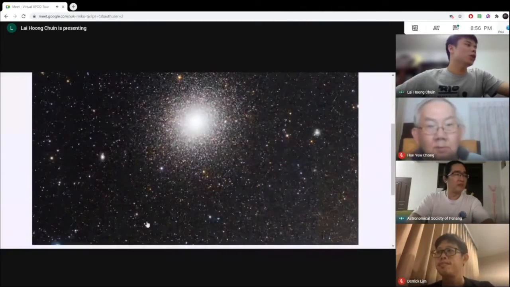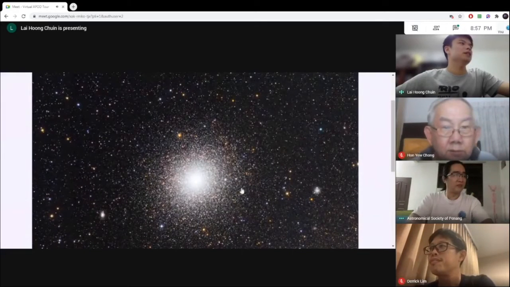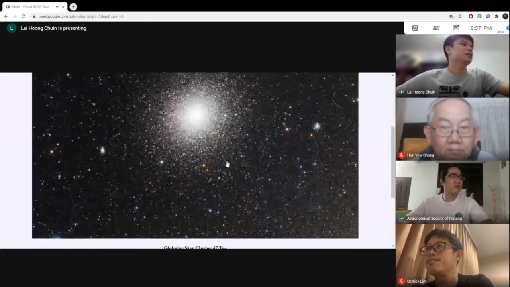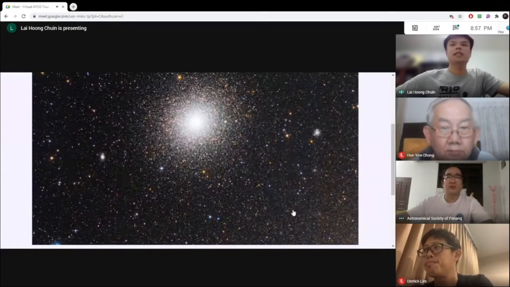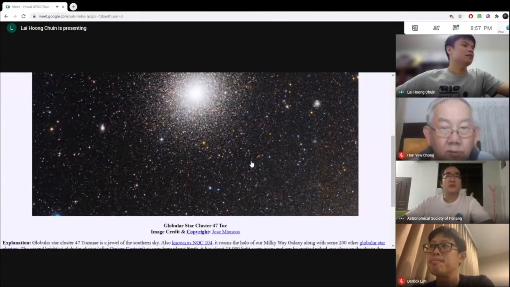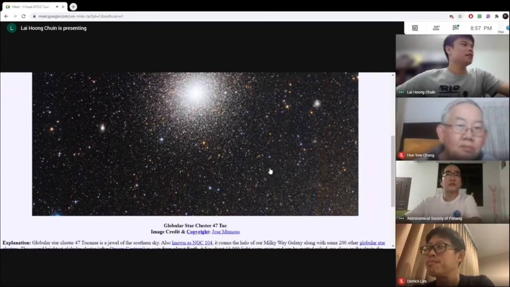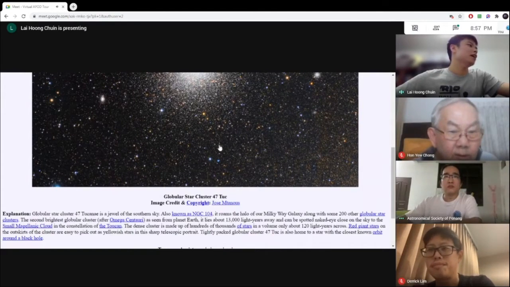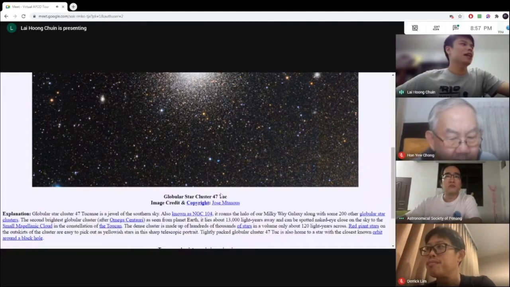And this whole thing is a globular cluster. It consists of hundreds of thousands of stars. That means every small dot over here is actually a star or a star system. One interesting thing is this is the second brightest globular cluster we can observe from Earth. The brightest globular cluster is Omega Centauri. The second one is 47 Tucanae, and it's not very far. It's just 13,000 light years away, and we can spot it by naked eye.